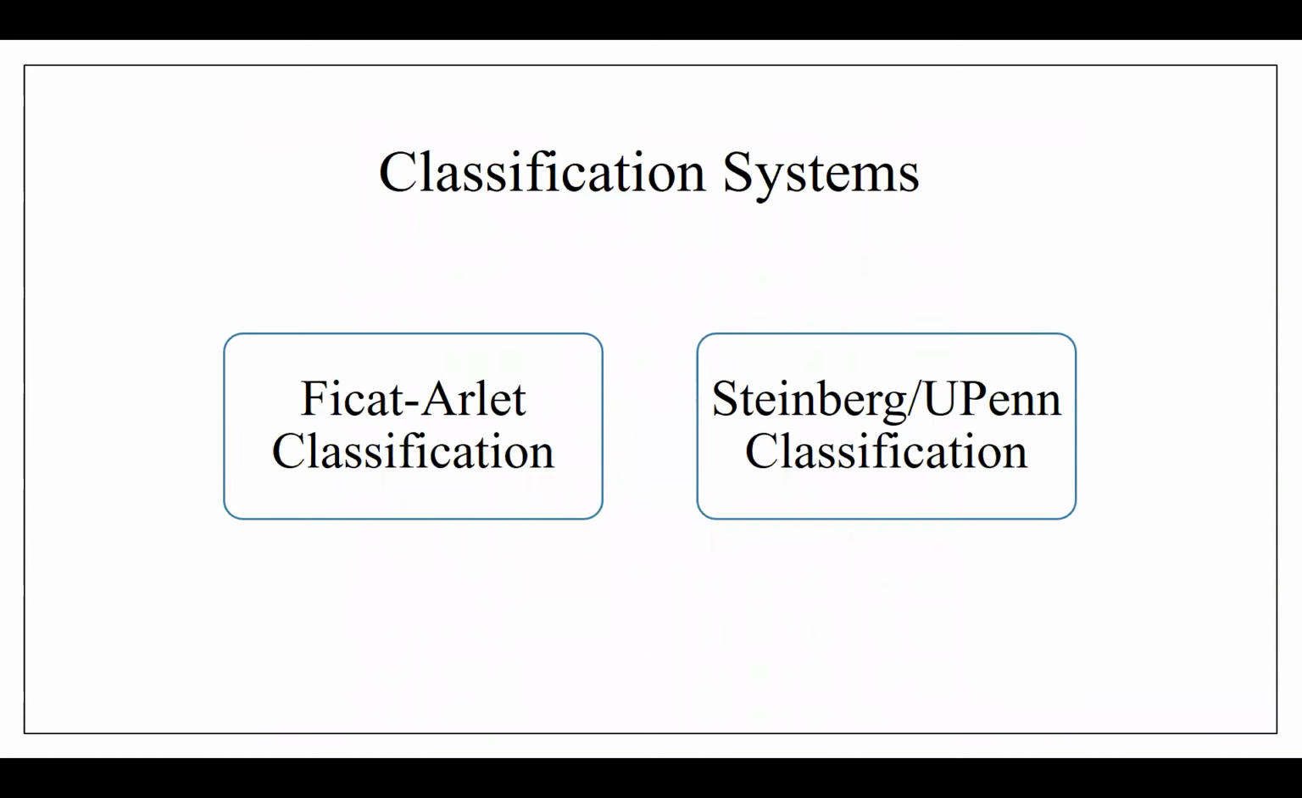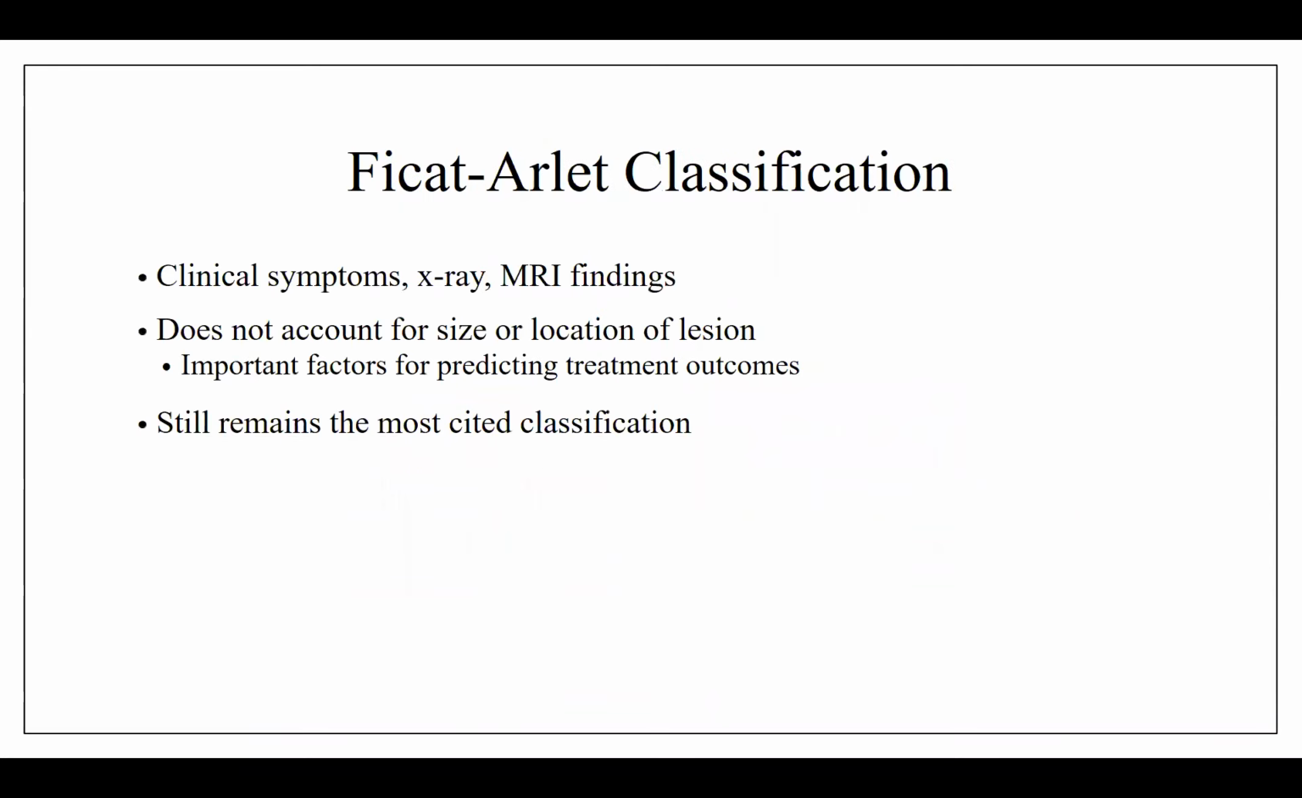These are the two major classification systems for AVN of the femoral head. We have the Ficat-Arlet classification and the Steinberg-Penn classification systems. The first classification system looks at clinical symptoms, x-ray findings, and MRI findings. It does not account for the size or the location of the lesion, which are now considered to be two important factors for predicting treatment outcomes. However, this classification system remains the most cited classification for AVN of the femoral head.